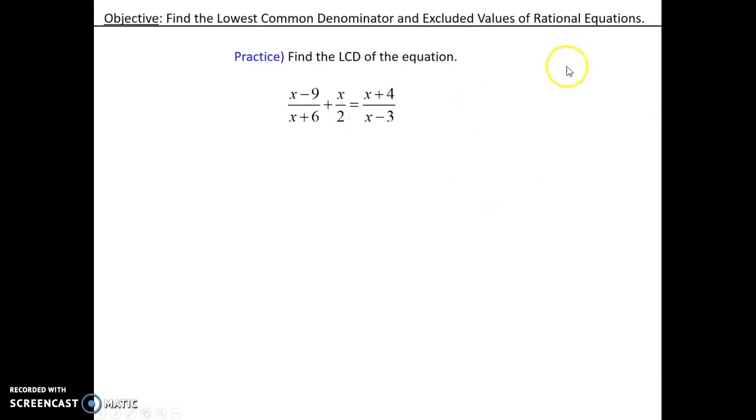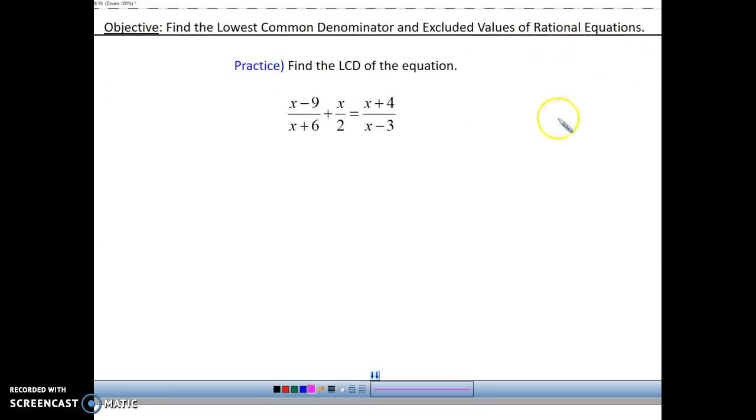The next example is just a practice one. You guys can pause the video and go ahead and practice this. I'll show you the answer in a second.